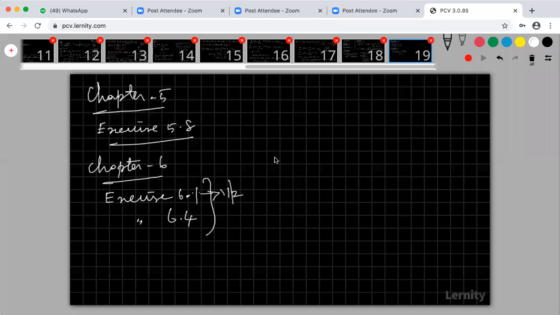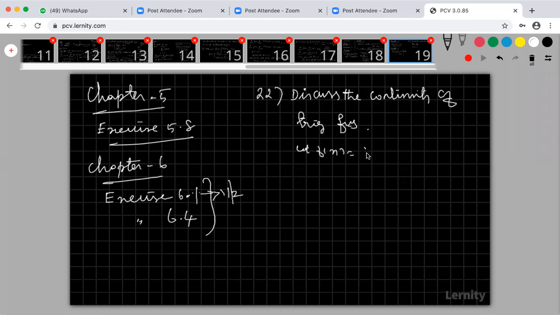Okay. Now come to problem number 22. Discuss the continuity of trigonometric functions, all trigonometric functions: cosine, cosecant, secant, cotangent and everything. First of all, take it as sin x. My f of x is equal to sin x. Find the limit of this function at any point. I'm going to check whether the function is continuous or not at any point c. What is my f of x? My f of x is nothing but sin x.